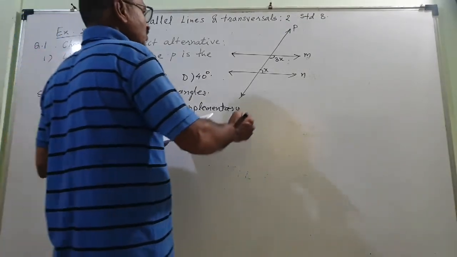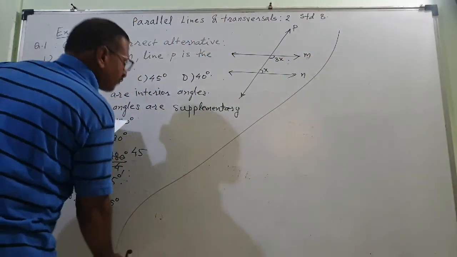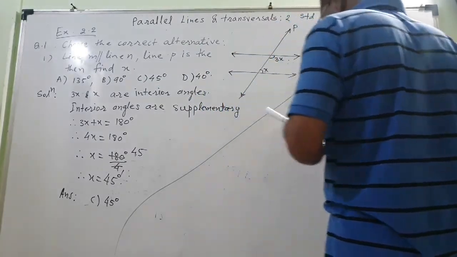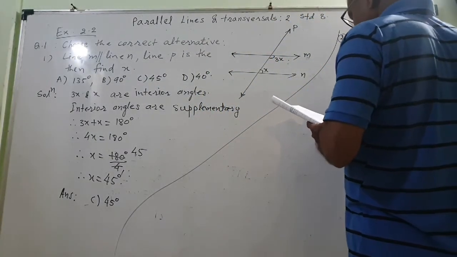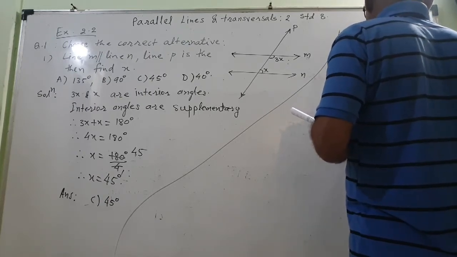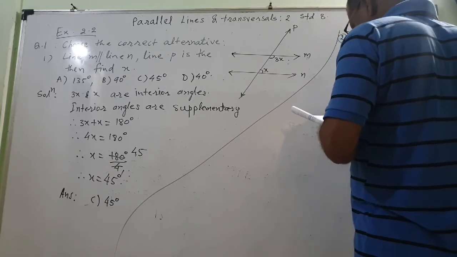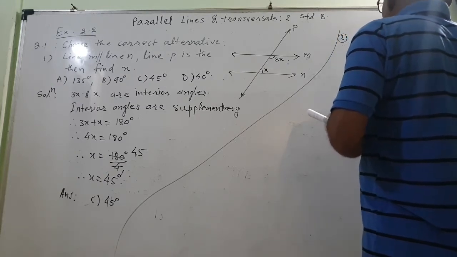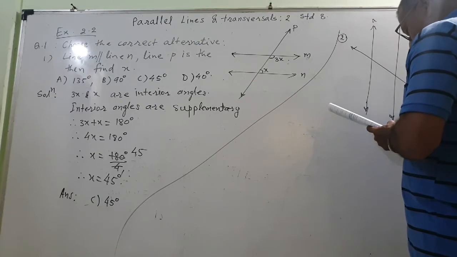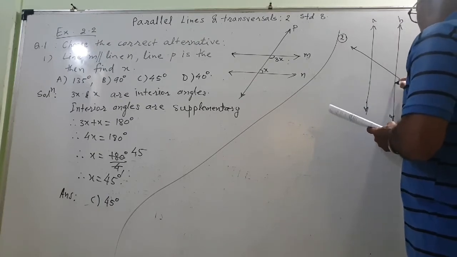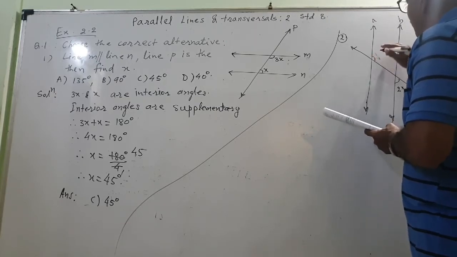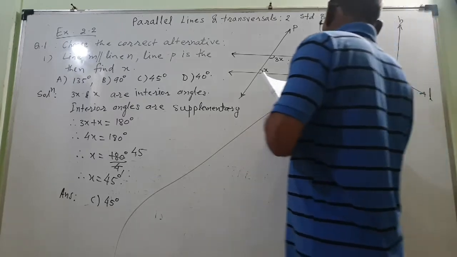In the second figure also, in the second question, same way the lines are given. I am not going to write the question, I am just explaining it. This is line A. This is line B. This is line L. This angle is 2x, and this angle is 4x. Find x.